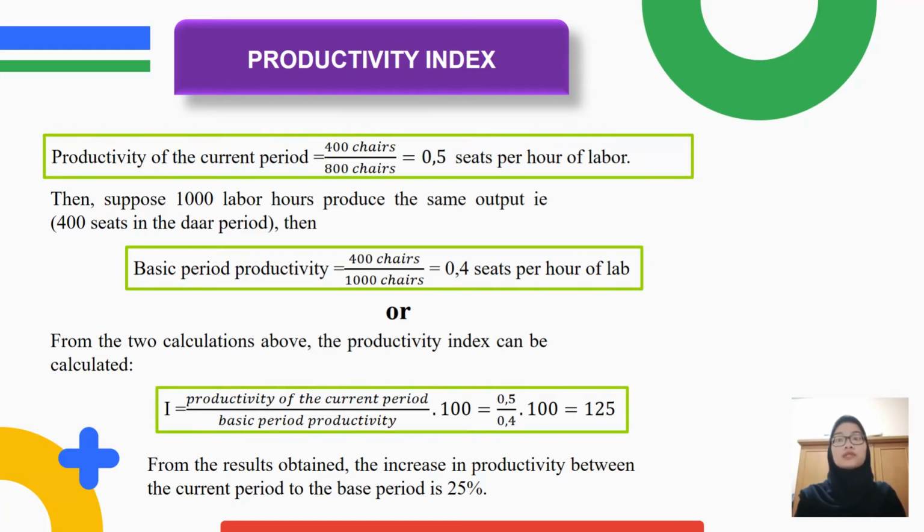Or from the two calculations above, the productivity index can be calculated. I equals productivity of the current period per basic period productivity multiples by 100 equals 0.5 per 0.4 multiples by 100 equals to 125. From the results obtained, the increase in productivity between the current period to the base period is 25%.